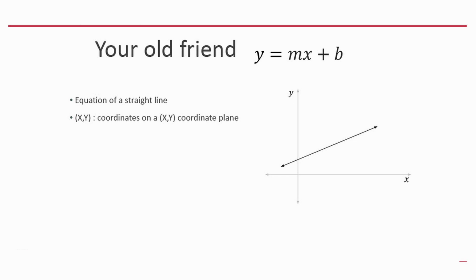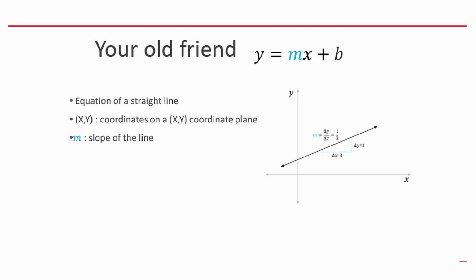Y equals mx plus b is the equation of a straight line on an xy coordinate plane. So here on the right, I've got x and y axes, and I have a straight line. You could describe that straight line with an equation, and the equation always has the form y is equal to mx plus b, where m and b are particular numbers for the particular line you've drawn. M stands for the slope, that is how steep or flat a line that you've drawn is. Another way to describe slope is the change in y over the change in x, that is how much rise is there per unit change on the x-axis.